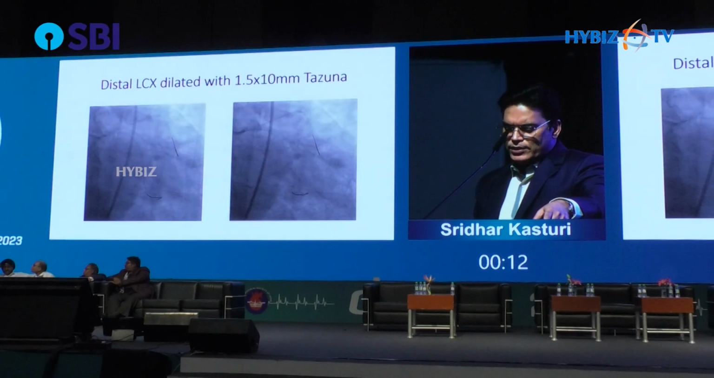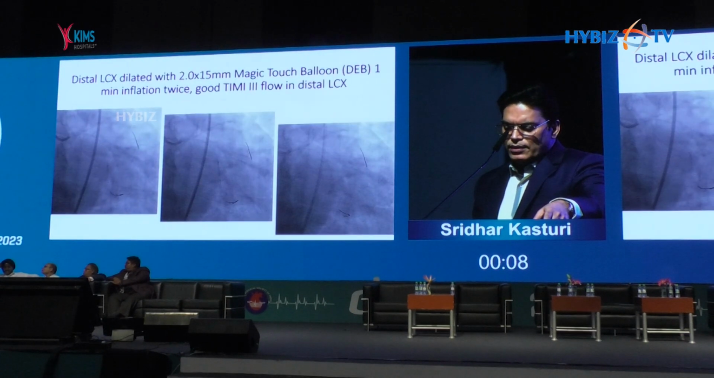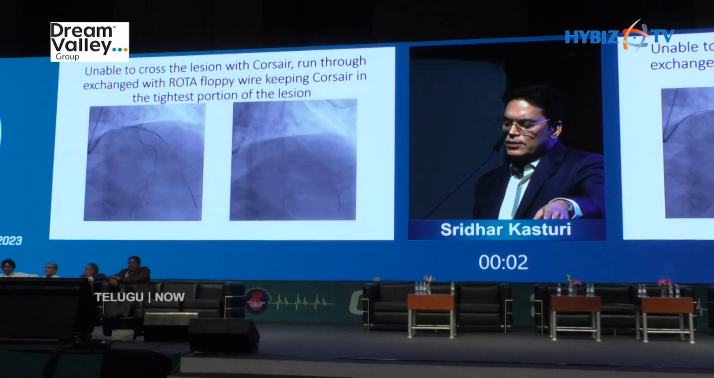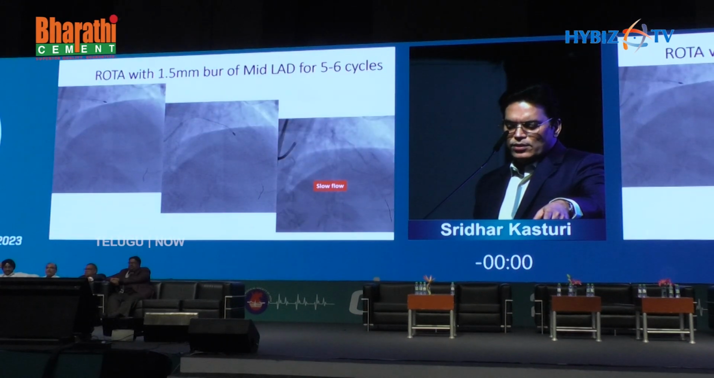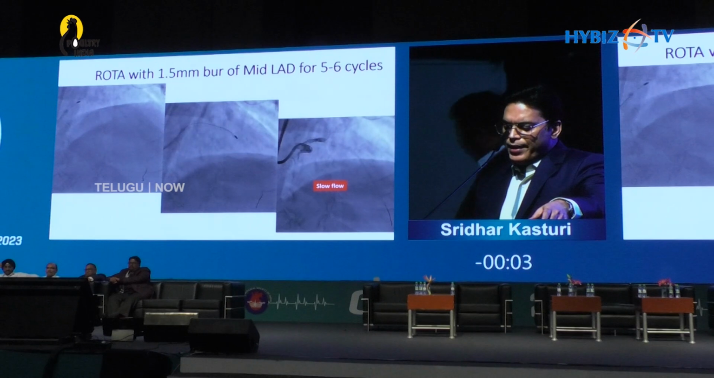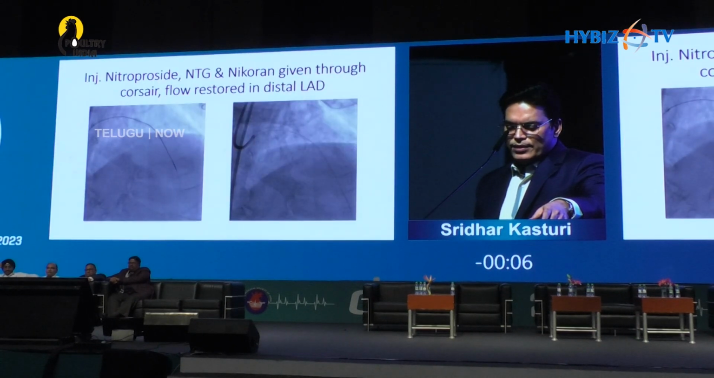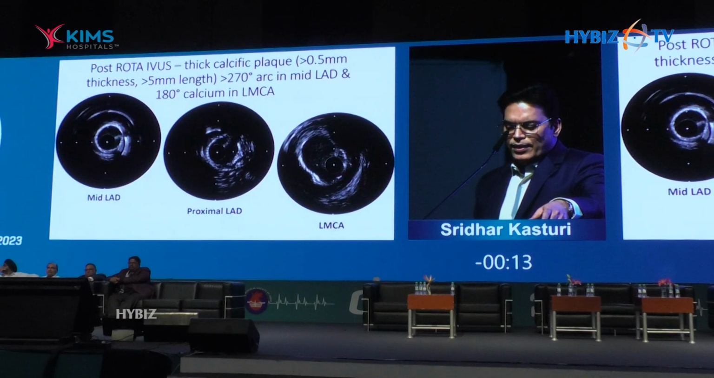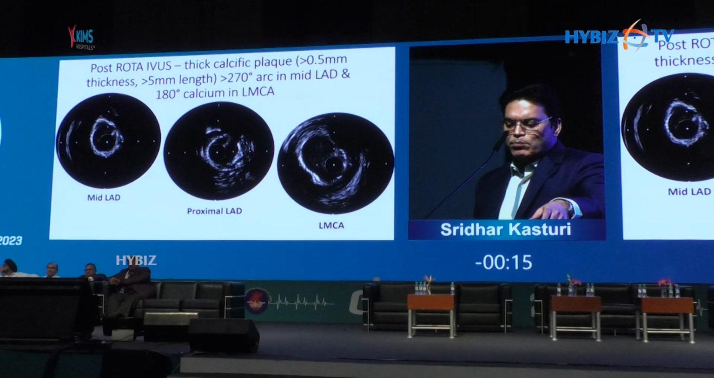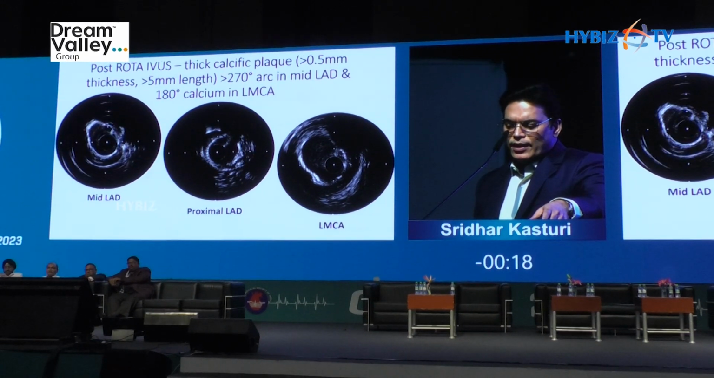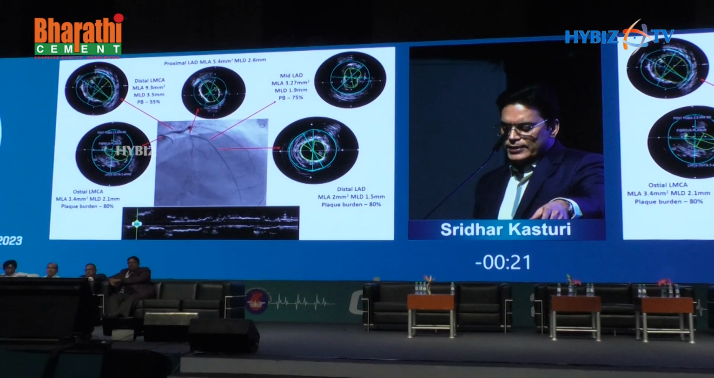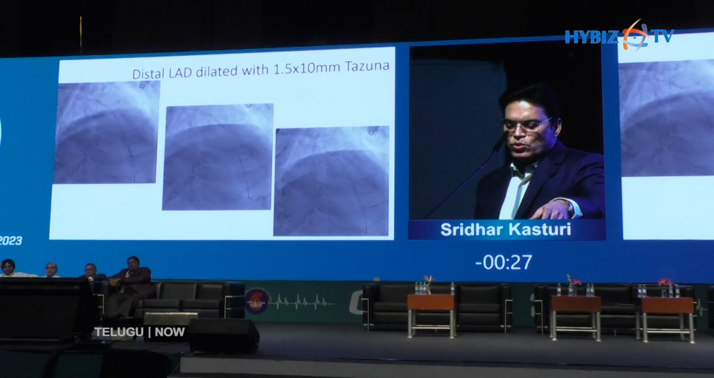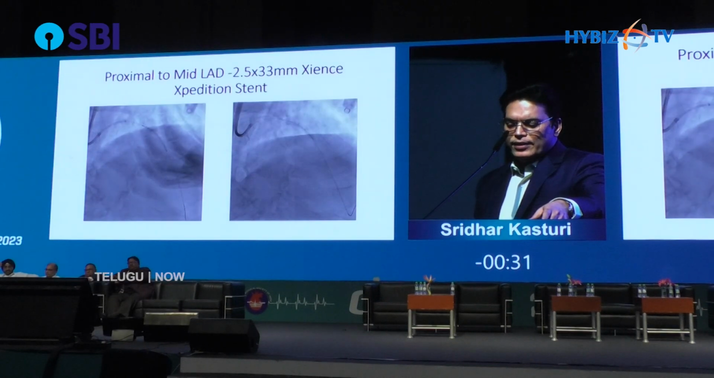So this is the dog bone. When you find the dog bone, then you can see Magic Touch balloon for the distal LCX, and then microcatheter. We are exchanging the rota wire, and then this is the rota ablation, then slow flow. Then you can see the ST elevation. Then distally we are giving nitroprusside, NTG, Nikorandil. I was showing the thick calcification more than 270 degrees. And you can see the LMCA, and then subsequently plaque burden assessment. Then again multiple dilatations, post-rota dilatations, distal LAD, and proximal to mid LAD.